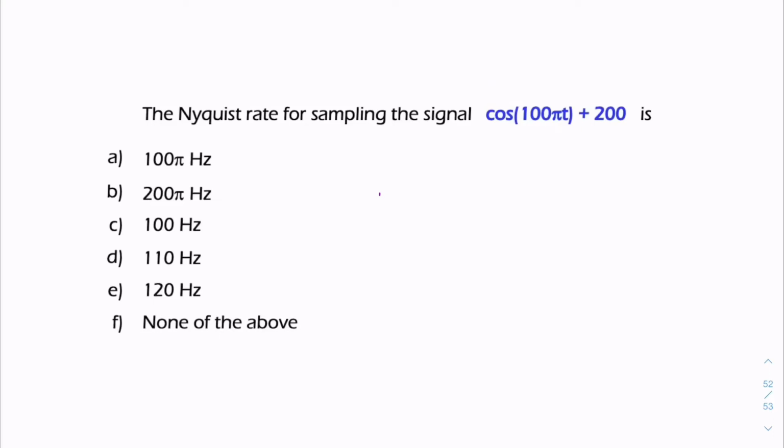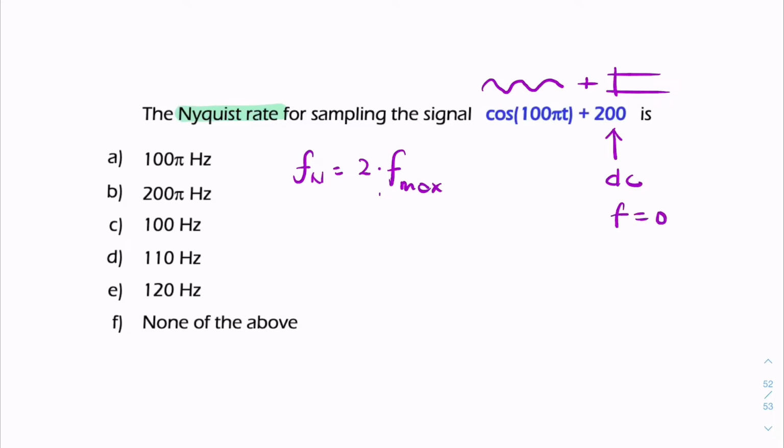This question asks for the Nyquist rate for a given signal. Now remember, the Nyquist rate is twice the maximum frequency in the signal. And the signal we have consists of a cosine plus 200, which is a DC value. So a DC value has a frequency of 0. So what we're interested in is the 100 pi there.